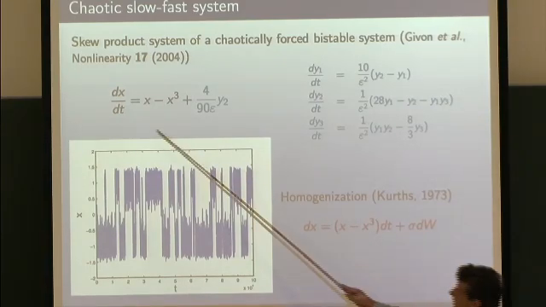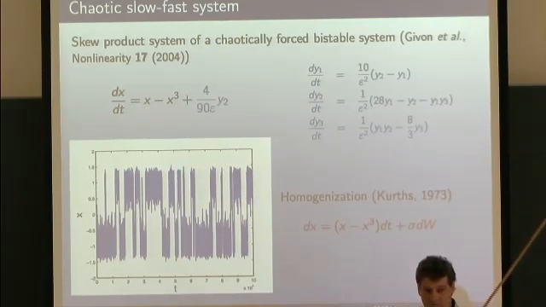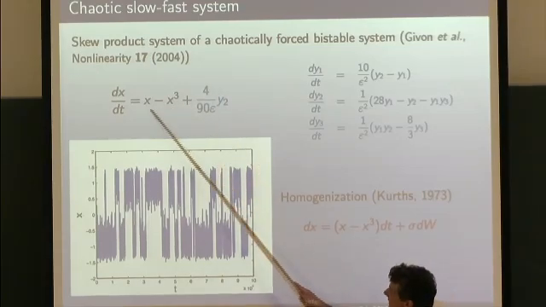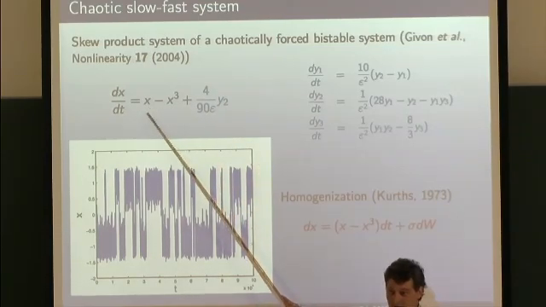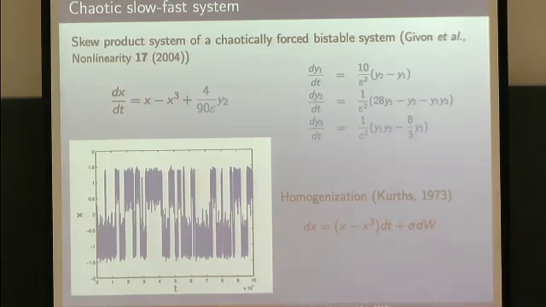So we have a slow component x here. This is a double well potential. I have two stable fixed points. If you ignore the blue one, stable fixed points at plus and minus 1, and you have an unstable one in the middle. So depending on the initial condition, you end up in one well or in another well.